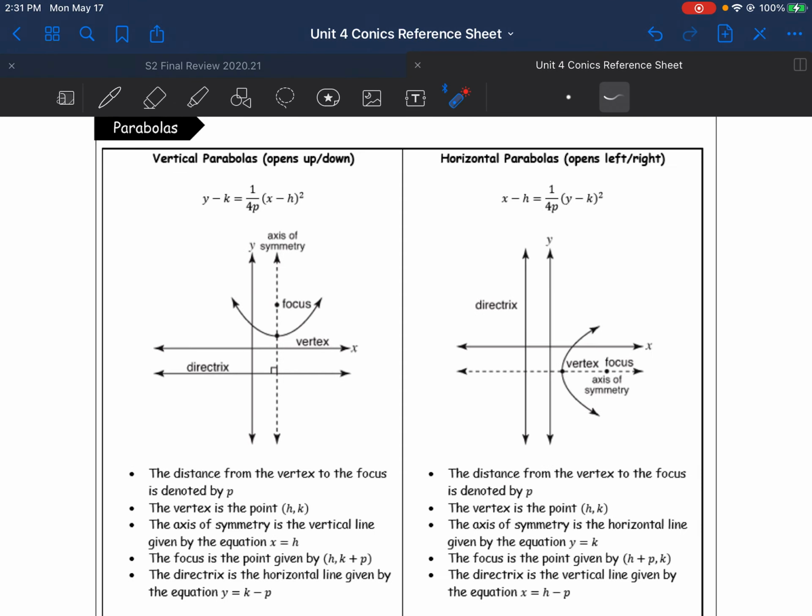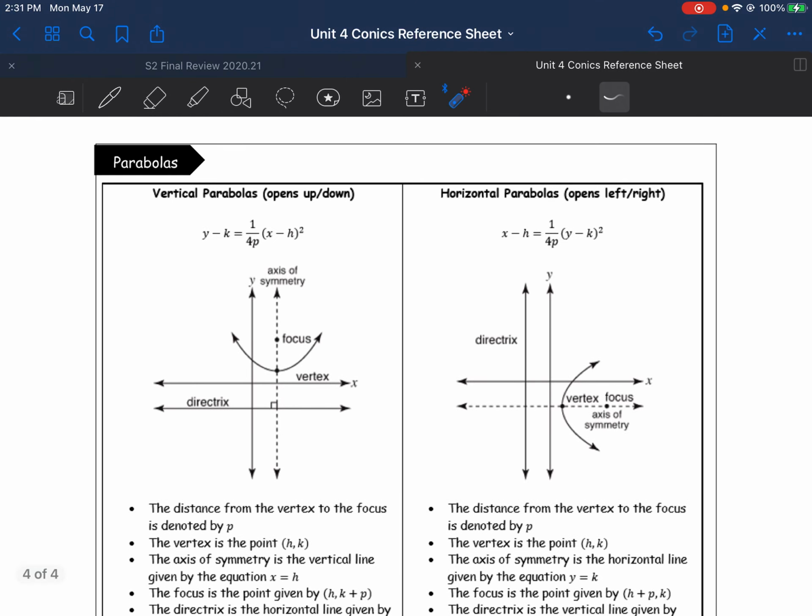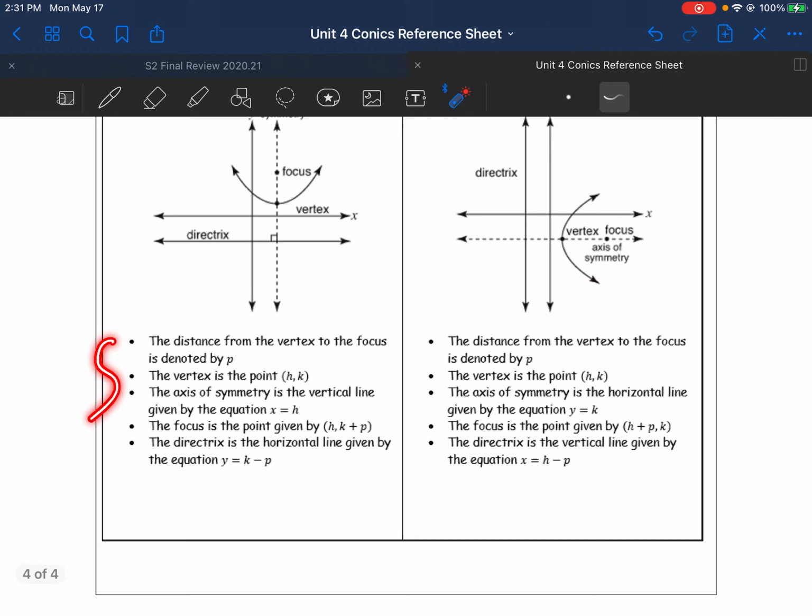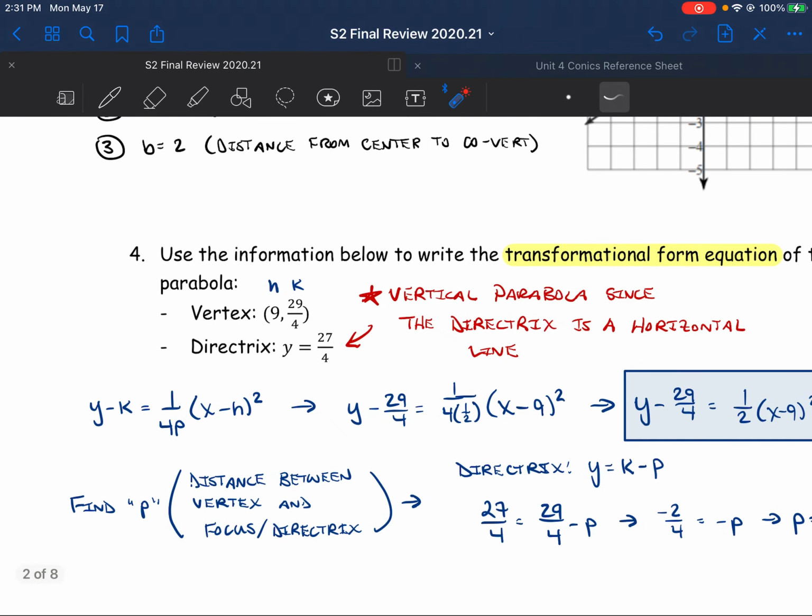All right, so we're going to be using this as our equation, and we're going to be using these as our formulas for the characteristics. So there we go. There's our transformational form equation for the parabola. Notice that we need the vertex, (h, k), and we need p for this formula. Well, luckily, we're already given the vertex (9, 29/4), so we actually got a lot of the problem done for us. We just need to find the value of p.